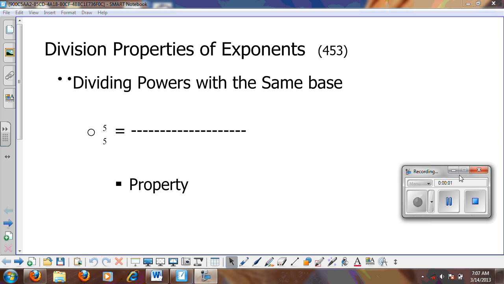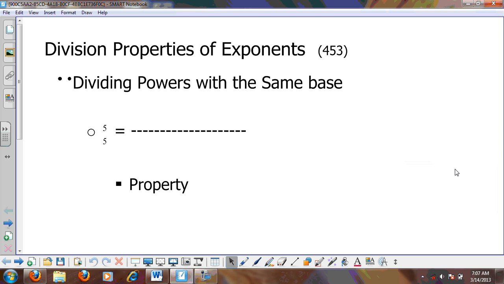This video is division properties of exponents. In your textbook, it will be helpful to be on page 453. I'm just going to walk right through the lesson. Just make sure you have your book open to page 453. We're going to start with dividing powers by bases.